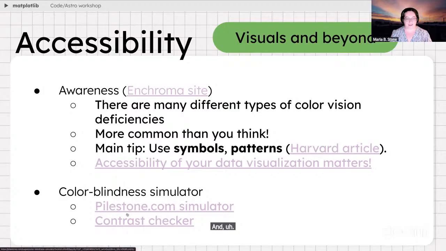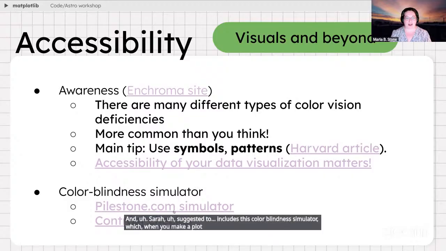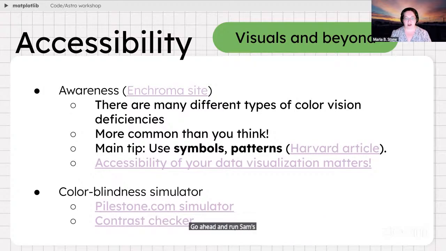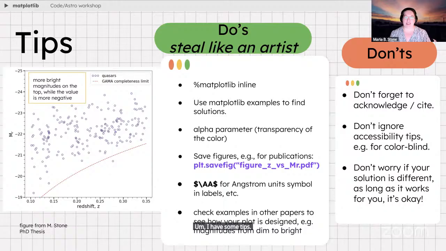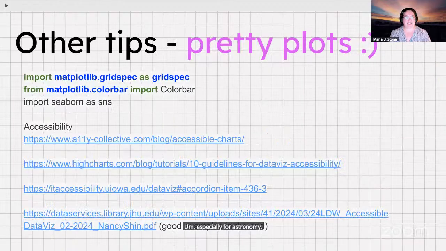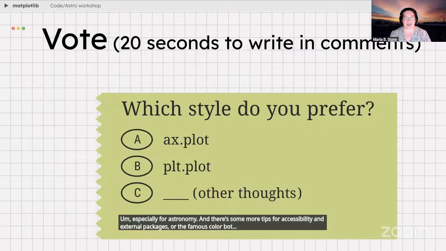Sarah suggested including this color blindness simulator. When you make a plot today or any other day, you can run it through simulators or contrast checkers to check how you are doing. I have some tips, do's and don'ts, which you can read later, especially for astronomy, and some more tips for accessibility and external packages, or the famous colorbar to make pretty plots.